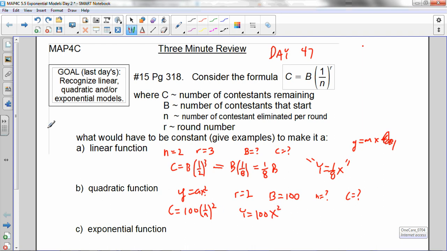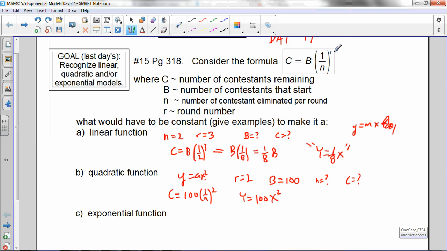This is quadratic. And then for exponential functions, we know the exponent is unknown. That's where the x goes. So if I pick n to be something and b to be something, then I'll be left with 100 times 1/2 to the exponent r. And that's kind of like y equals 100 times 1/2 to the exponent x, right, which is an exponential function. And again, it's a decay function, an exponential decay function. And if we put those in a graphing calculator, we would indeed see that these are a quadratic function in b and an exponential function in c.